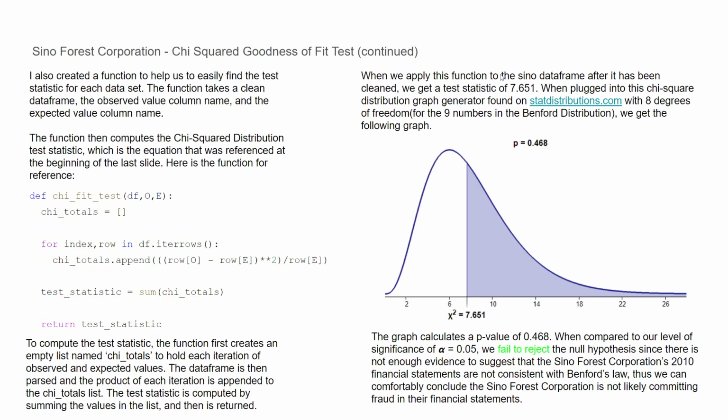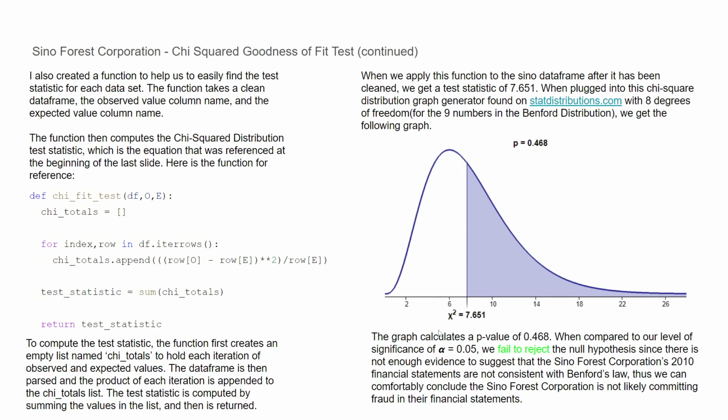When we apply this function to the Sino data frame after it has been cleaned, we get a test statistic of 7.651. When plugged into this chi-square distribution graph generator found on statdistributions.com, with 8 degrees of freedom for the 9 numbers in the Benford distribution, we get the following graph. So our p-value is an outputted value of 0.468, which is actually pretty good for what we're trying to look for.